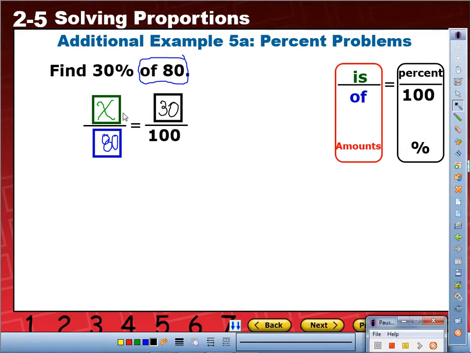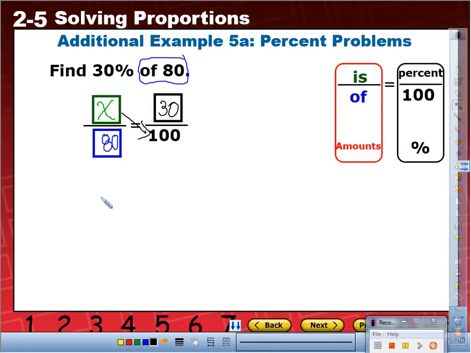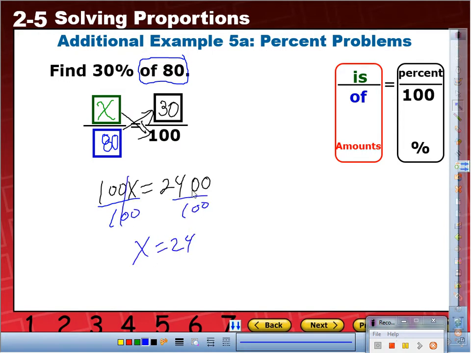Okay, so to solve, let's see. I start with a variable. This is 100x equals, what is 8 times 3? That's 24. And how many zeros? 1, 2. And what do we do at the end? Divide by 100, divide by 100. X equals 24. And what is this? A number. 24 is a number. So we're done.